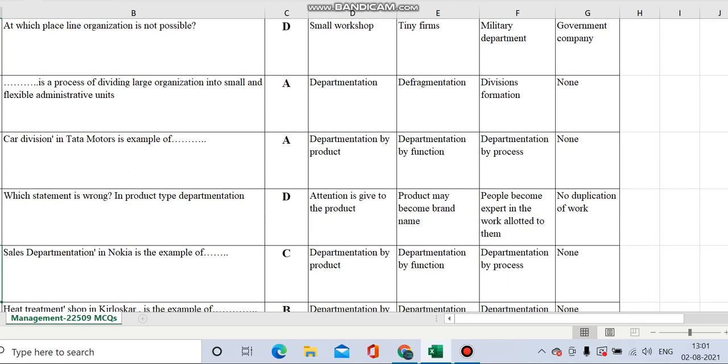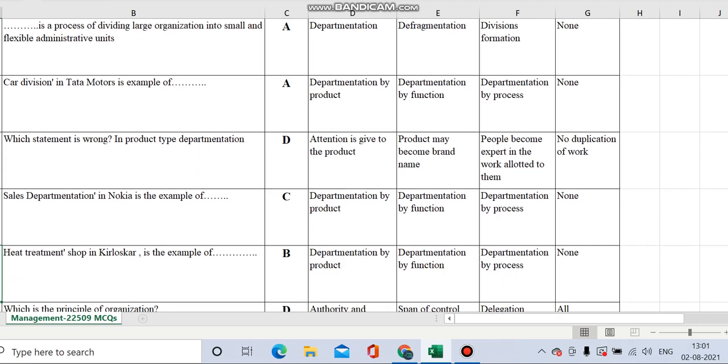Dash, it is a process of dividing large organization into small and flexible administrative units. Departmentation, it is the process of dividing large organization. Car division in Tata Motors, it is example of departmentation by product.